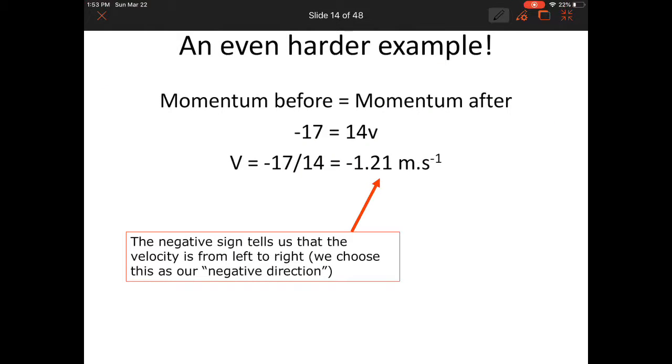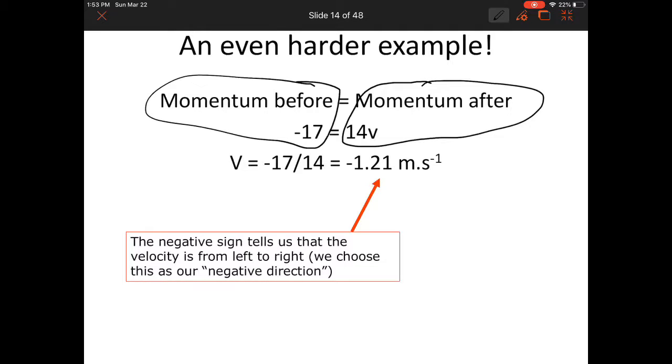Here we get this momentum before, which is 17 to the right. Momentum after is, we're not really sure, but we know it has to equal this, but it's 14 times something. My answer here, negative 1.21 meters per second. And as we say here, the negative sign tells us that the velocity is from left to right. That's the direction I chose. You could do this all the other way and you'll still end up with that direction that Snoopy was initially traveling.